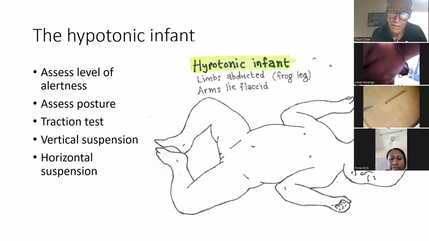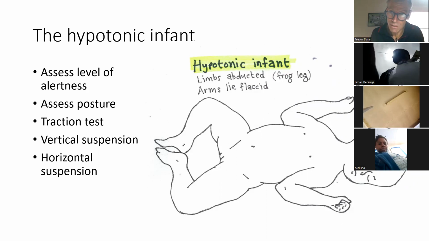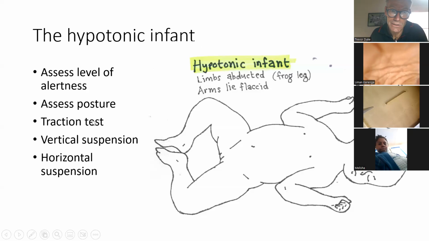We should assess their posture. Many hypotonic infants will lie with their limbs abducted in a frog-like posture. They may have their arms lying beside their body, their trunk in a flaccid way, and a lack of anti-gravity movement. All babies, even soon after birth, should have some anti-gravity movement, unless they're very preterm babies. So a lack of anti-gravity movement, where they can't lift their arms or hands off the bed, is a sign of hypotonia. Then there are a number of examination tests we can do: the traction test, vertical suspension, and horizontal suspension.